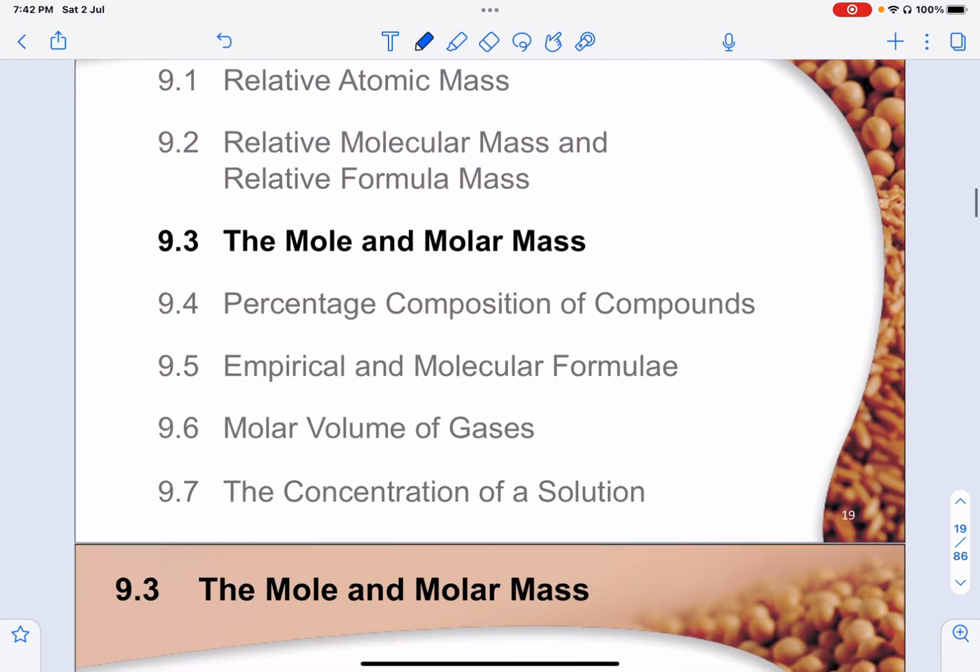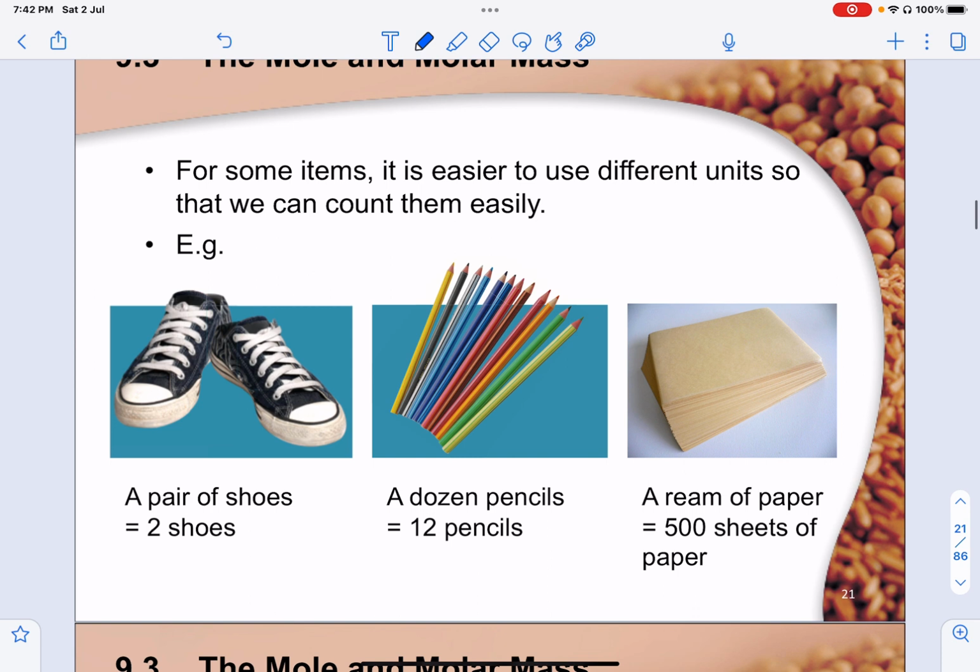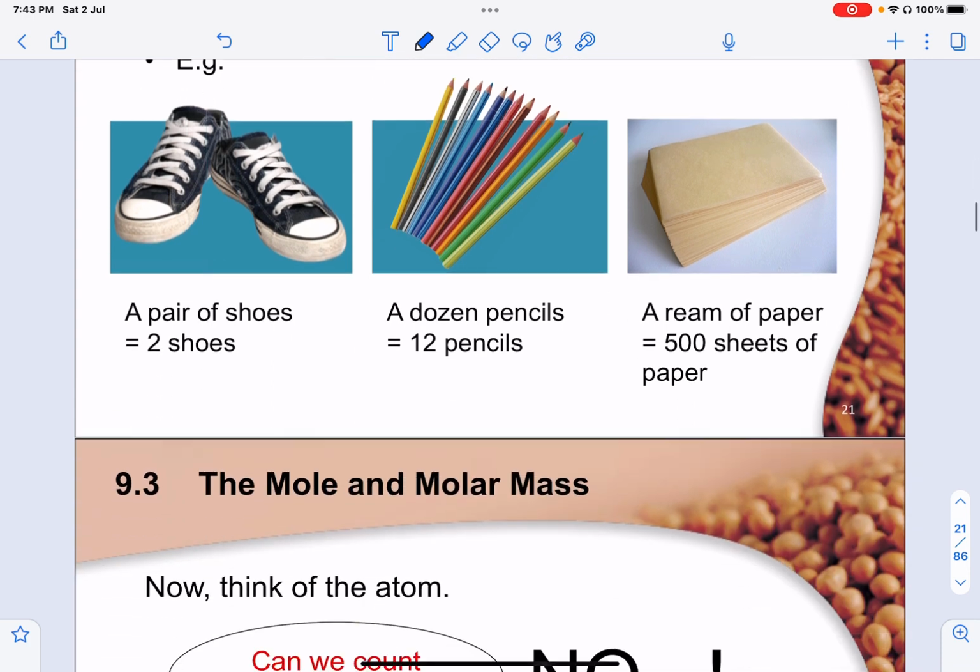Next, we move on to mole and molar mass. For some items, generally it's easier to use other units to count them. For example, the number of shoes. We don't take a length and measure the length of the shoe and then calculate it. Rather, we physically count the number of items. So for example, there will be 2 shoes, so it's 1 plus 1. Colour pencils, if let's say there are altogether a thousand colour pencils, there will be a total of 12 boxes, and so on and so forth.